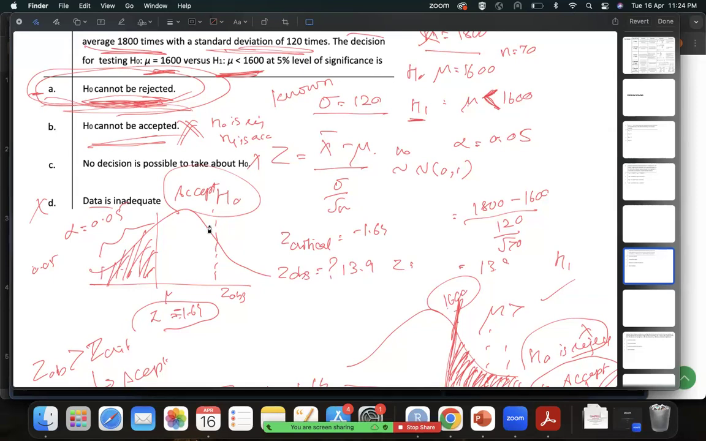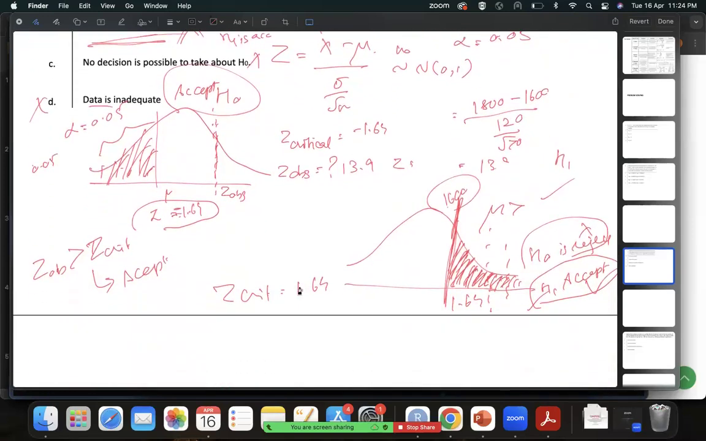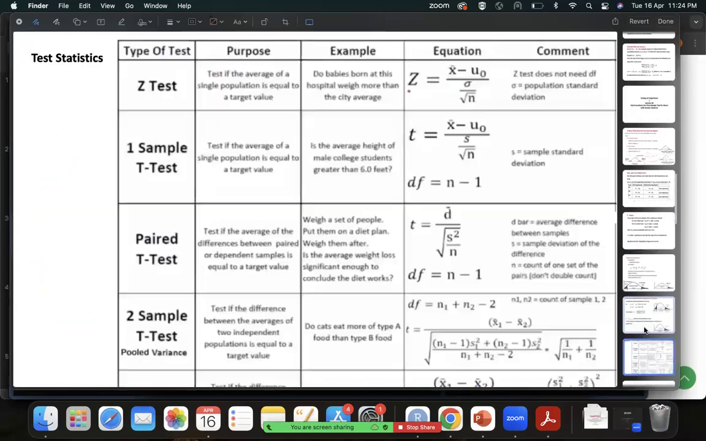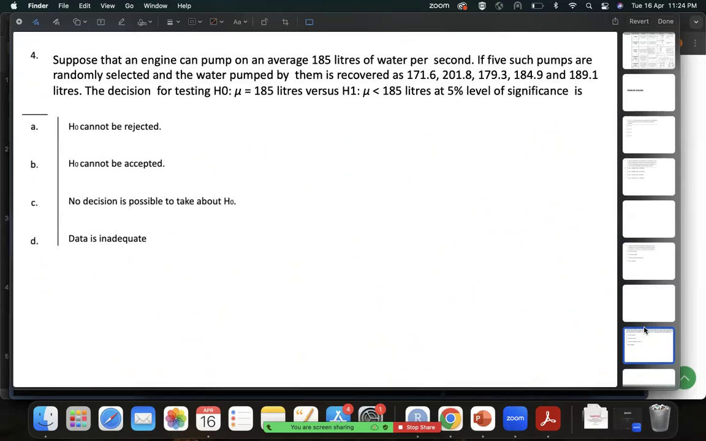Mu is equal to 1600. This thing only talks about your estimated parameter. I think option A is still the best answer, but I can still confirm that. What is this question number 3? I'll just confirm this and get back. I'll put it on the discussion forum. Okay, next question.